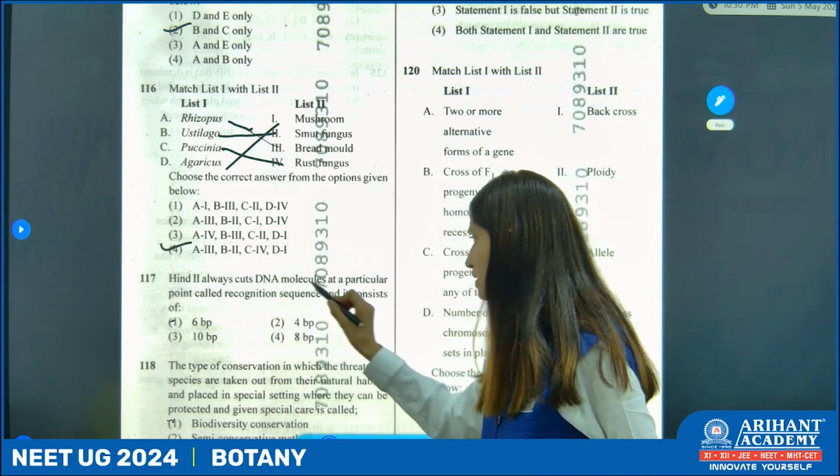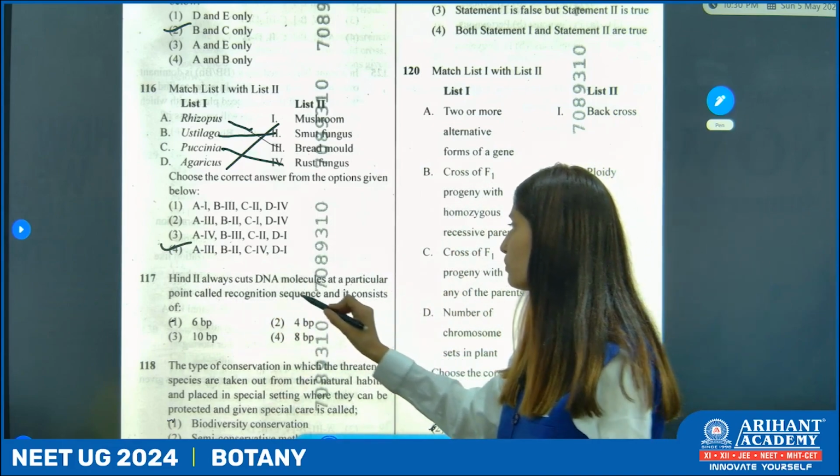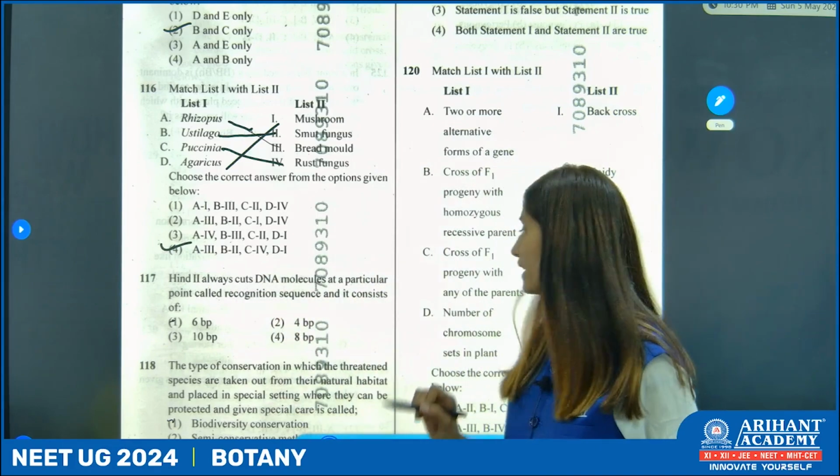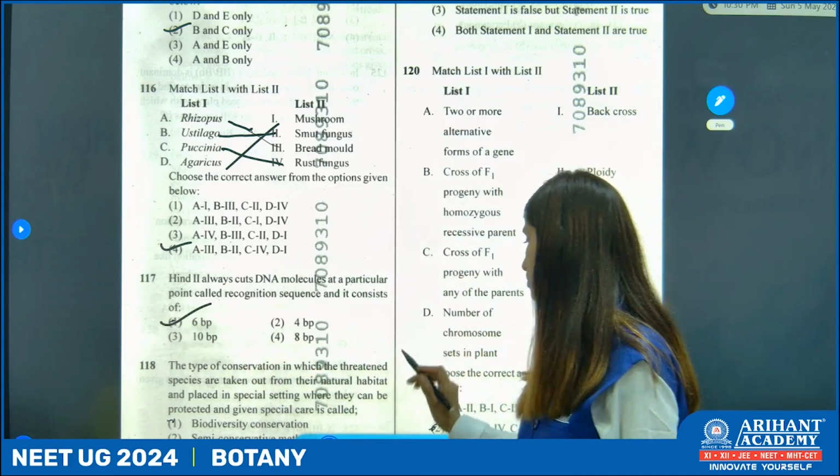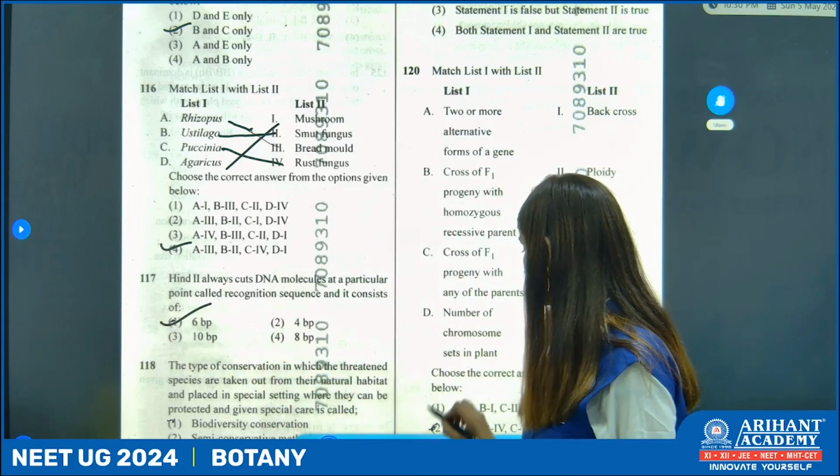Okay. Hint 2 always cuts DNA molecules at a particular point called as recognition sequence, and it consists of 6 base pair. Again from the textbook, direct question.